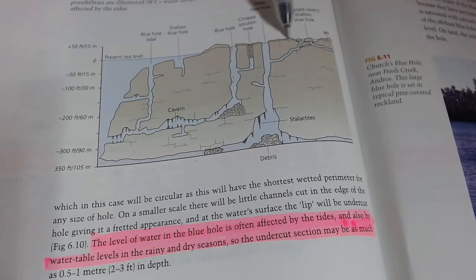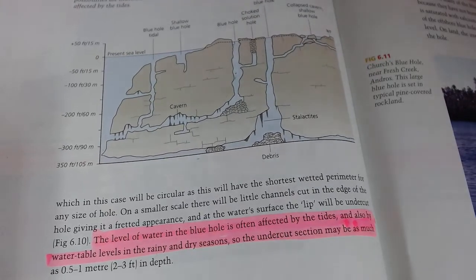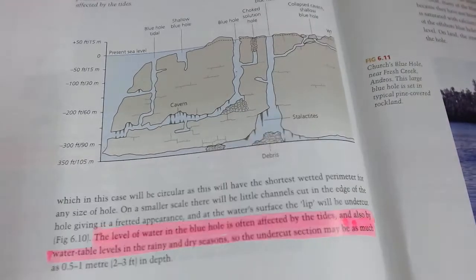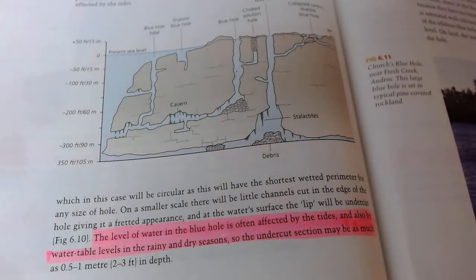Our water table is shown by our dotted line. So if there's a period without any rain, the water table drops, and so does the surface of our blue holes. Alright, so we're just going to skip on. We're almost finished with Rocklands now.